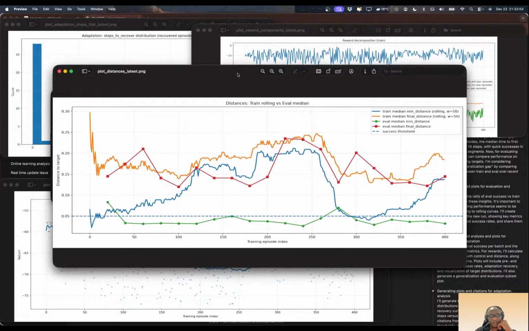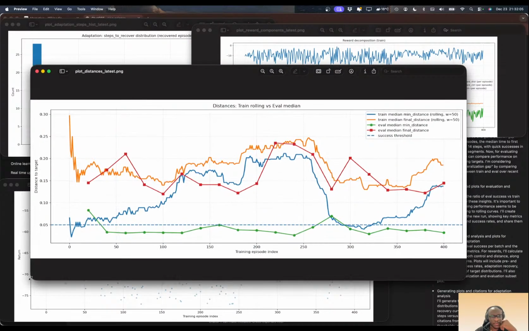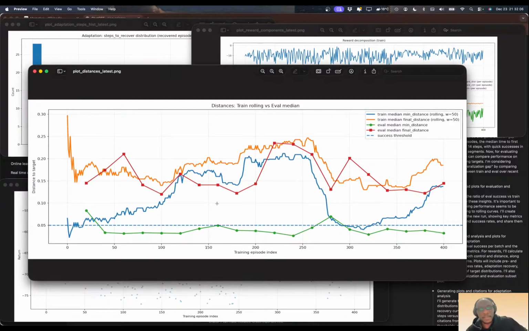Distances is another one. But yeah, so I'm not doing a good job of explaining this, but we will see how ChatGPT really analyzes the data so well. But let's talk through this.